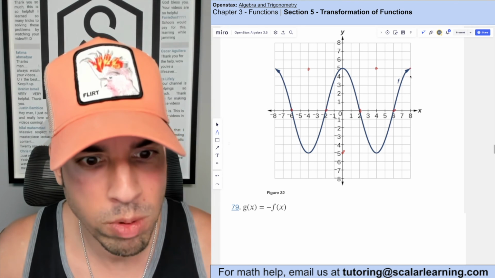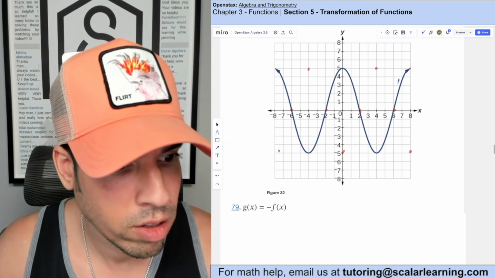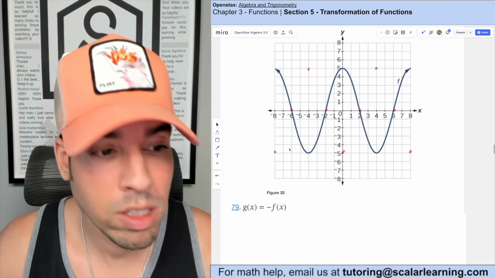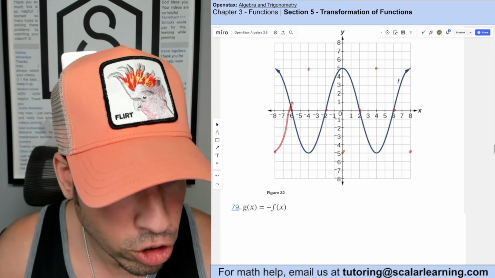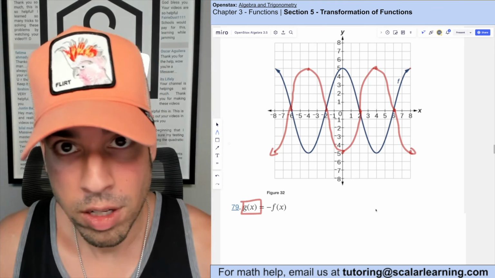And we could do some other points. We could flip this one down here and this one down here. But we kind of get the idea. And now you can basically just connect the dots. You just want to maintain the original shape like so. And there is your function.